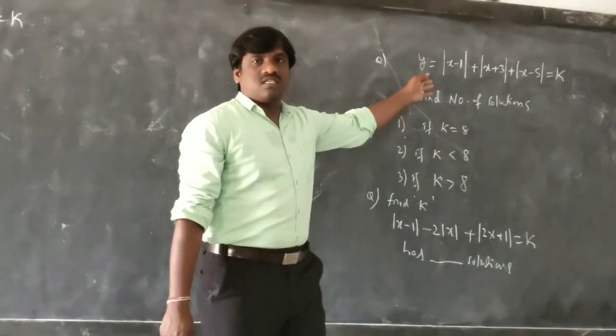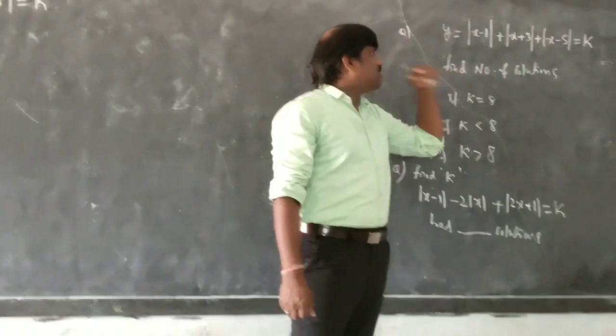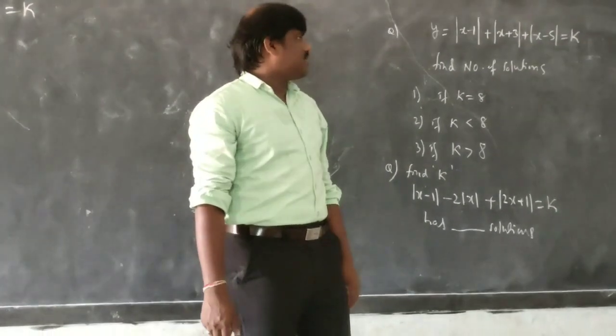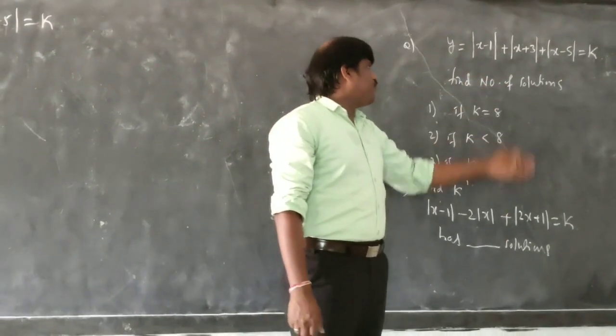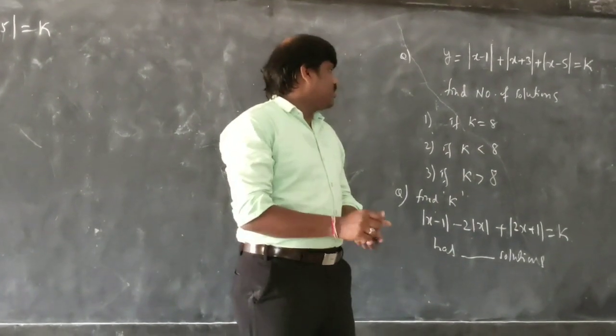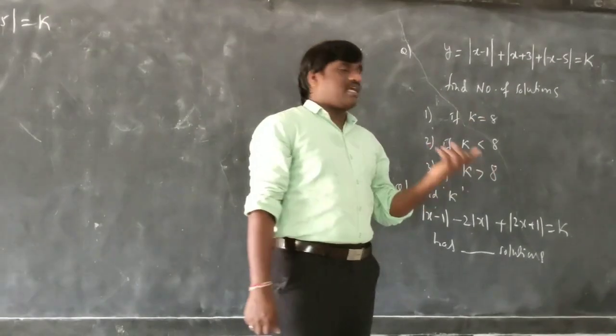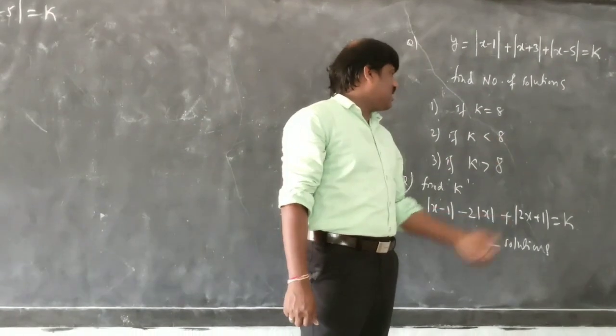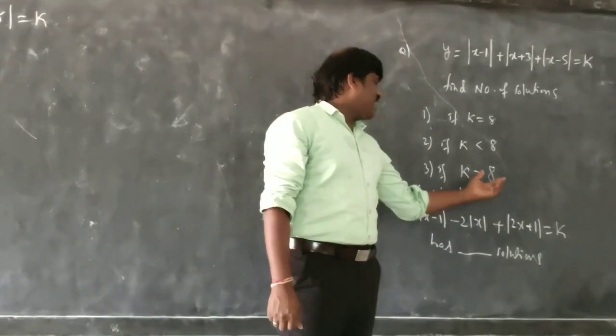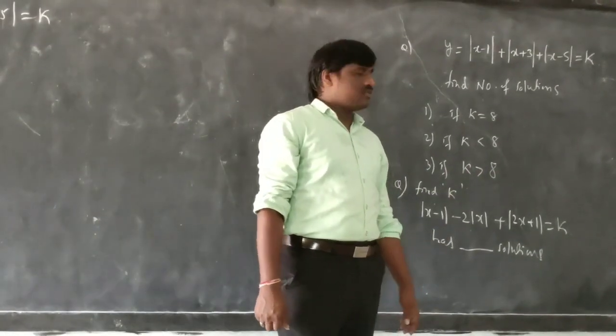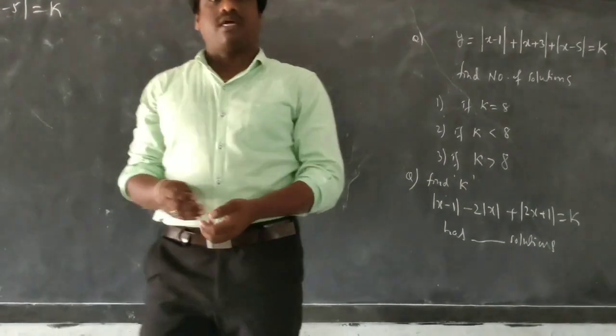See here, this one: y is equal to mod x minus 1 plus mod x plus 3 plus mod x minus 5 is equal to k. Find the number of solutions. If k is equal to 8, how many solutions? If k is less than 8, how many solutions? If k is greater than 8, how many solutions? This question I am going to do right now.